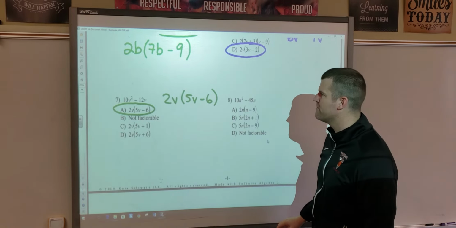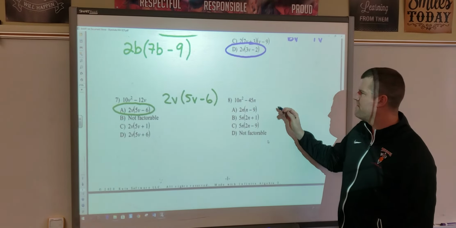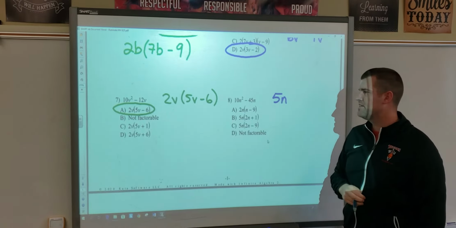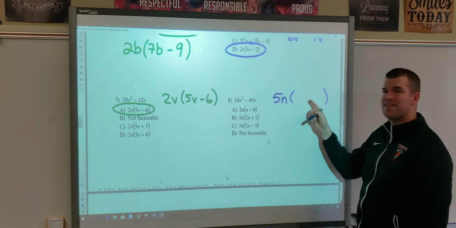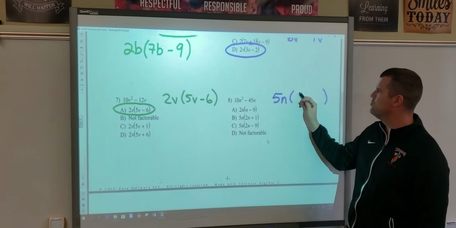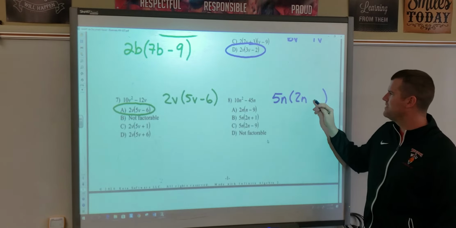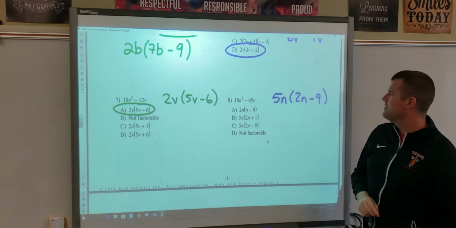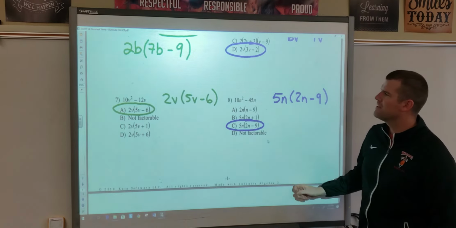Taking out the GCF is pretty straightforward. Again, we look for the greatest number that goes into 10 and 45, which will be 5. Both of these have at least n to the first, so I can take out n to the first. Put my parentheses, started with 2 terms, so I have to have 2 terms in my parentheses. 5n times 2n will get me back to the original 10n squared. And then 5n times negative 9 gets me back to the negative 45n. So there's my factored expression right there.